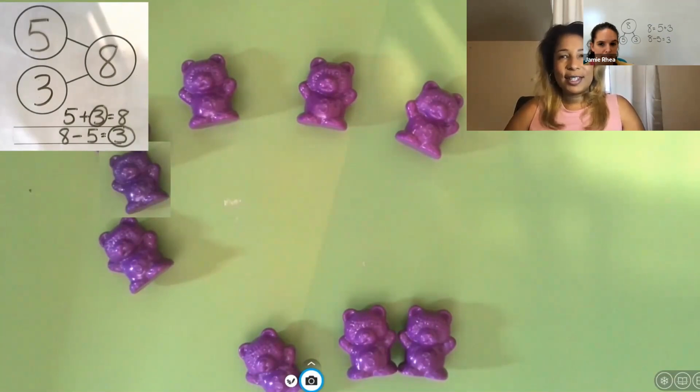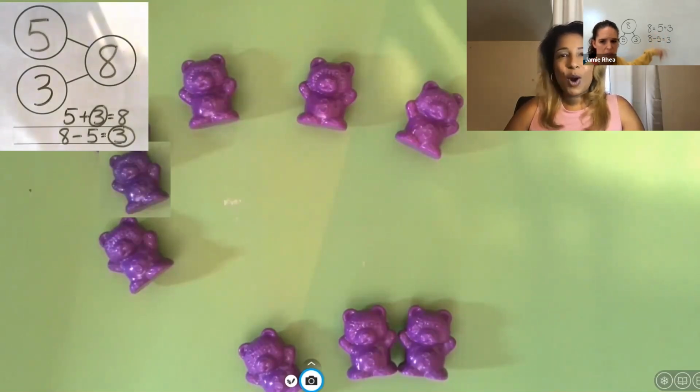How are these number sentences the same? How are they different? Talk to a partner, or you can just tell me. I'm always listening. You know how they're the same? They have all the same numbers. We're just using different signs. That's how they're different. I'm using subtraction here. I'm using addition here. I'm switching.